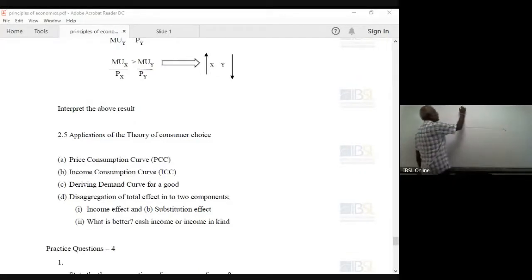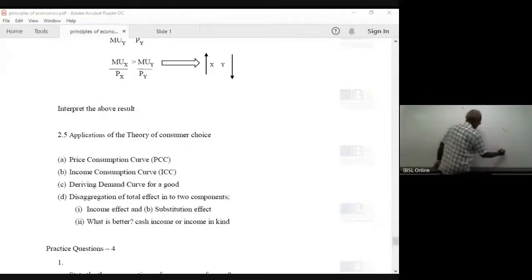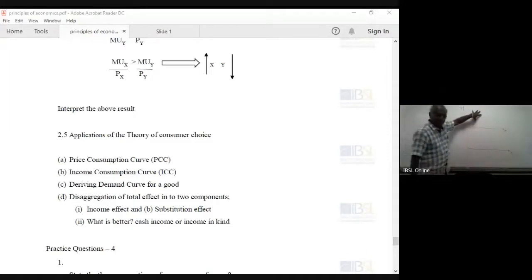Our indifference curve with good X and good Y. Right, take that. Below this diagram we have the axis good X and price of X, PX. Draw that. Earlier you had the indifference curve and budget line framework. Using this, you are going to derive the demand curve.